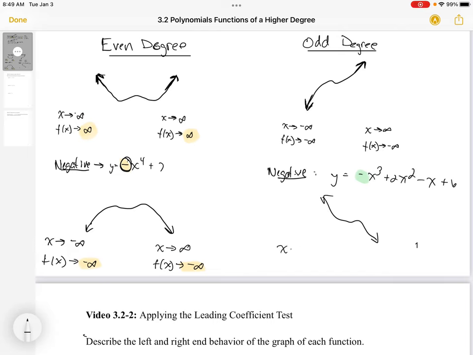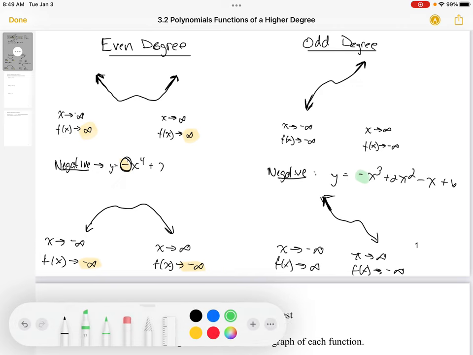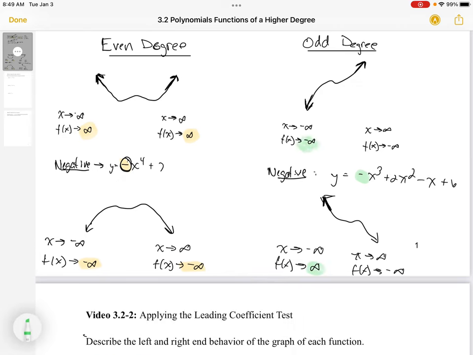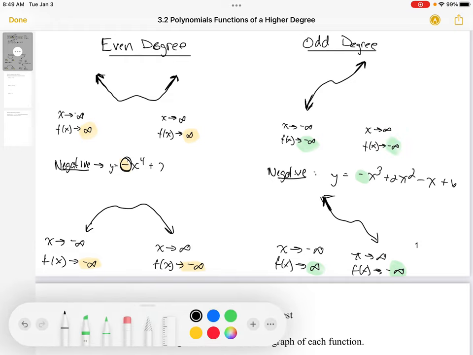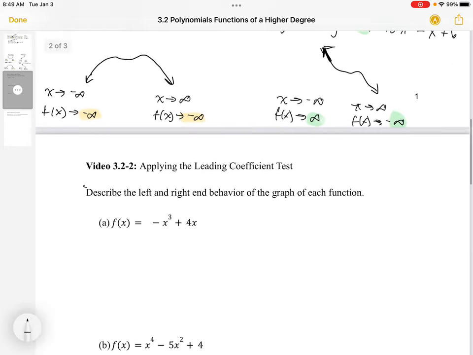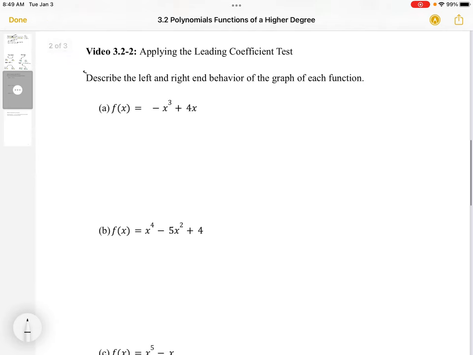And now as we look to the left, our y values now are increasing. You can see that right here. And as we look to the right, our y values are decreasing. So again, it has completely swapped the end behavior by reflecting that over the x-axis. So let's look at a couple of examples here.